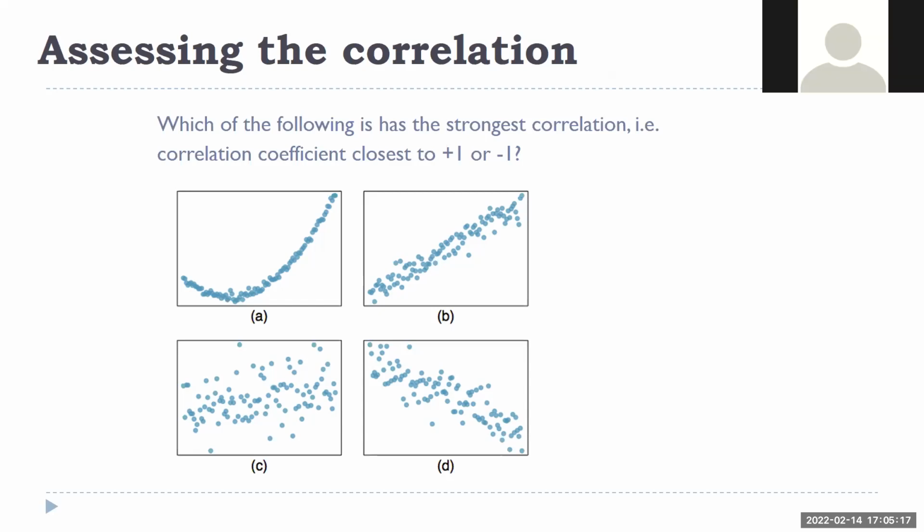So B. Any other answer? Why not D? So D is more scattered as compared to B. Okay, why not A? The points are... C is obviously very scattered. I agree. Yes.